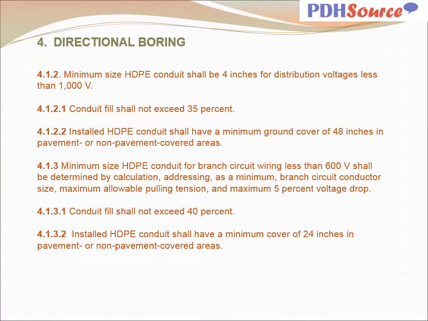Minimum size HDPE conduit for branch circuit wiring less than 600 volts shall be determined by calculation, addressing as a minimum branch circuit conductor size, maximum allowable pulling tension, and maximum 5% voltage drop. Conduit fill shall not exceed 40%. Installed HDPE conduit shall have a minimum cover of 24 inches in pavement or non-pavement covered areas.